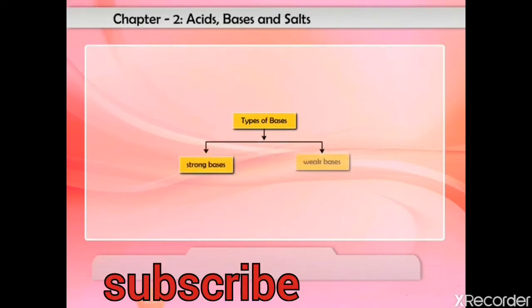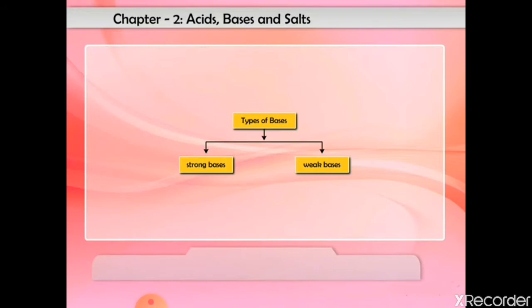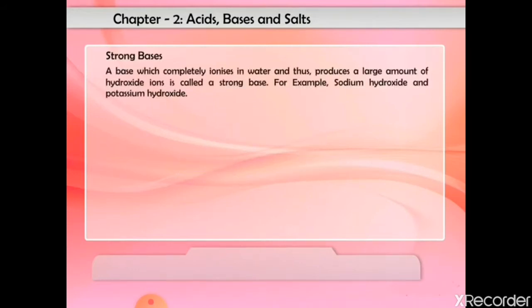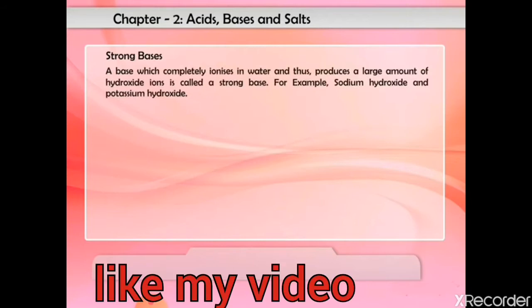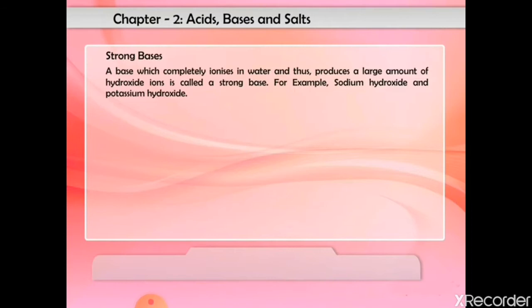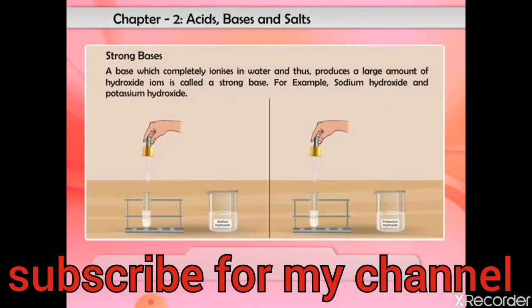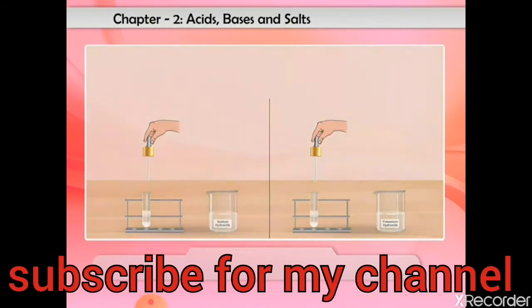Strong bases, weak bases. Let us discuss them one by one in detail. Strong bases. A base which completely ionizes in water and thus produces a large amount of hydroxide ions is called a strong base. For example, sodium hydroxide and potassium hydroxide.